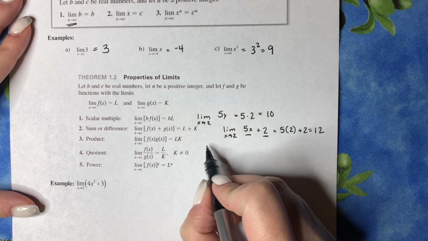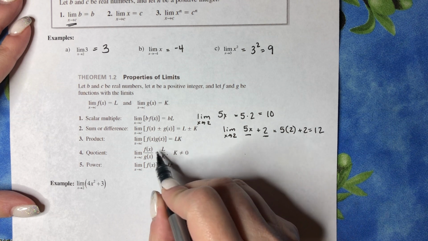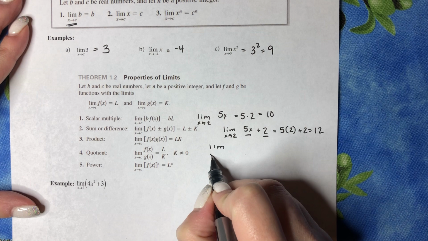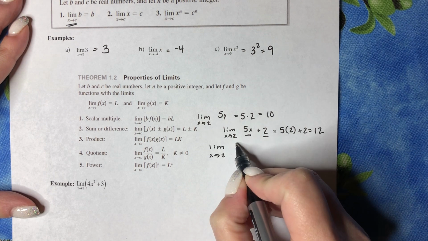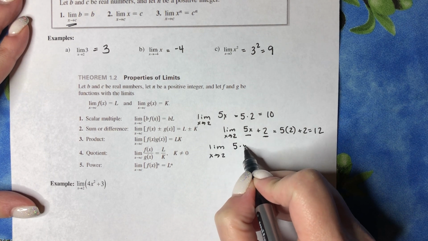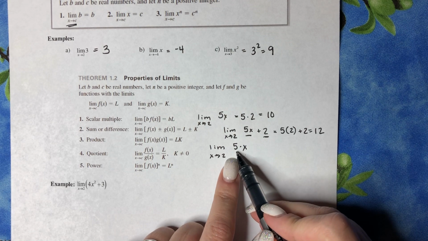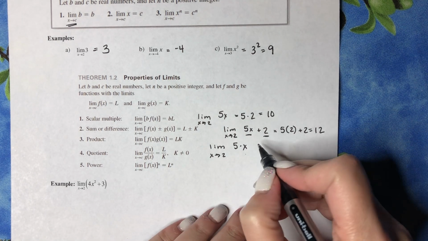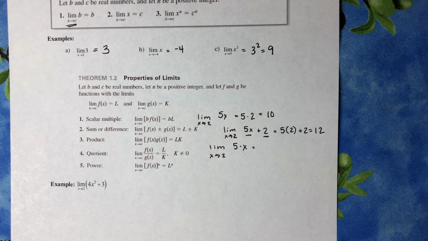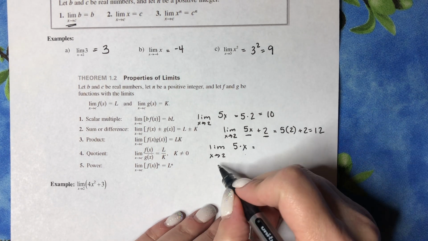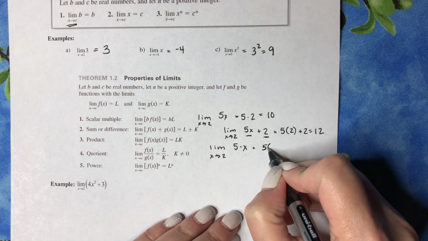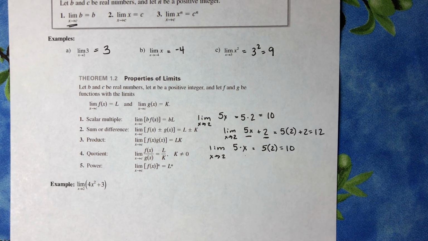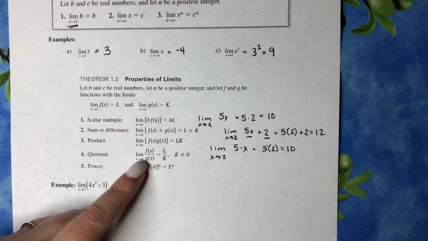So let's just say that, and again, this is kind of a weird situation. You have the limit as x approaches 2 of 5 times x. If I want to, I can find the limit of 5 and then find the limit of 2 and then multiply those together. But again, I'm going to tell you, I don't use it very much. I just go ahead and substitute. And I'll tell you, 99% of the time, you don't really need that product rule. Quotient rule is the same thing.